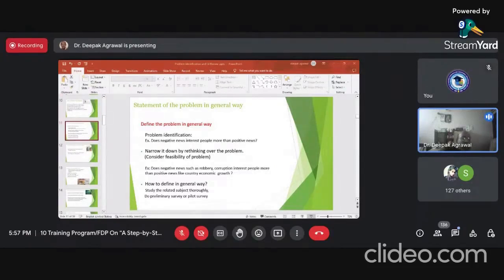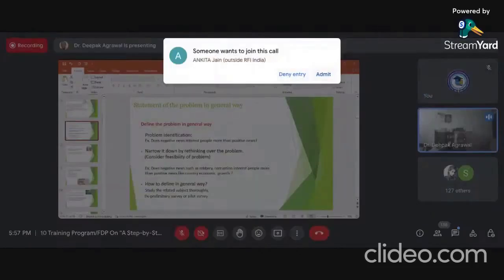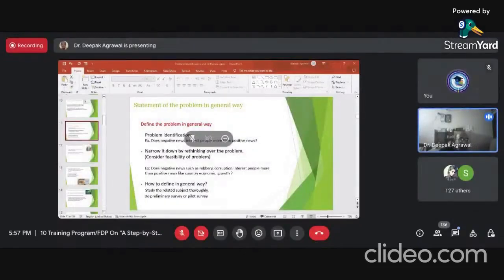So how to define the problem in a very generic way? That is, study the related subjects thoroughly and do a preliminary survey to identify the problems.